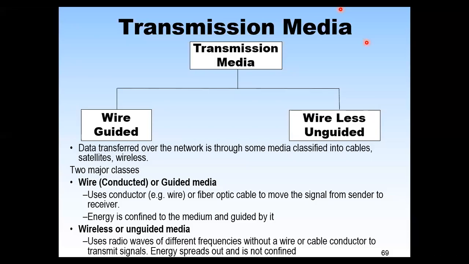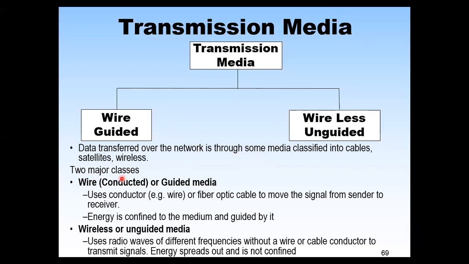Now we will discuss transmission media. Transmission media is classified into two: one is wired and the other is wireless. Wired is also known as guided, and wireless as unguided. Data transferred over the network is through some media classified into cables, satellites, and wireless.